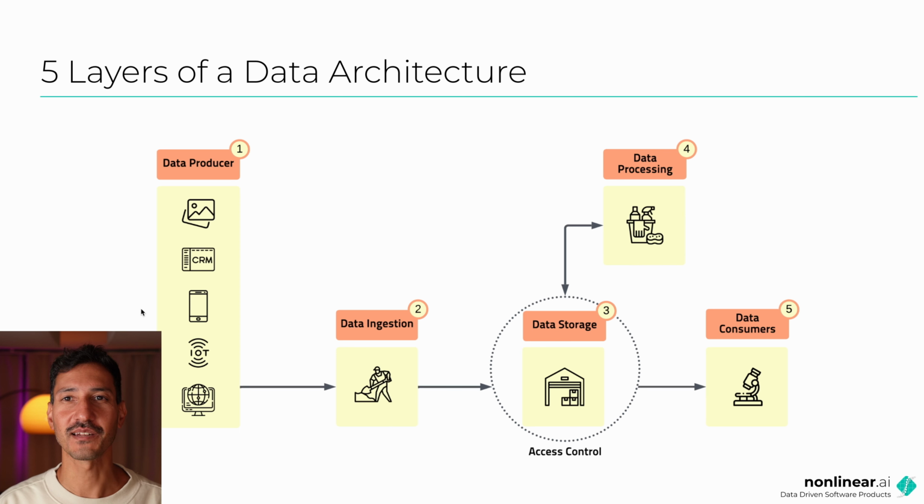Great! We've seen that modern data architectures usually consist of 5 layers. The first layer are the data producers. The second layer ingests data from various sources into the third layer, which is a central data storage. The fourth layer enables processing of the data in the central storage. The final layer are various data consumers, such as machine learning applications, business intelligence, or analytics.